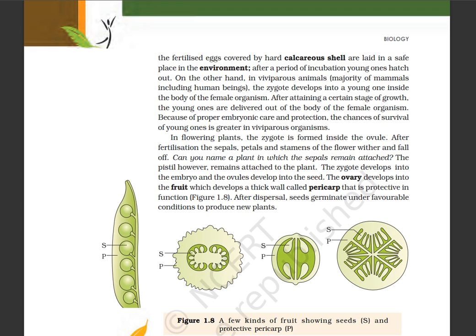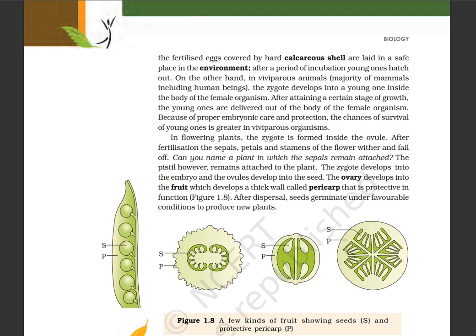Because of proper embryonic care and protection, the chances of survival of young ones is greater in viviparous organisms. In flowering plants, the zygote is formed inside the ovule. After fertilization, the sepals, petals and stamens of the flower wither and fall off. Can you name a plant in which the sepals remain attached? The pistil, however, remains attached to the plant.